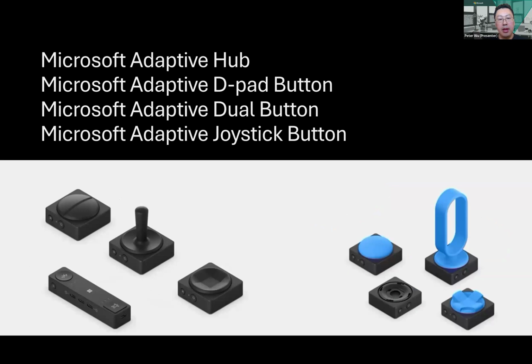There's also a Microsoft Adaptive Hub, which has some ports that you can plug additional controls into: a D-pad button, a dual button, and a joystick button. And then again, 3D printed custom attachments that you could place on them to make them more suitable for you. So it's really trying to address a really wide range of needs and customizing it for what would work best for you. And so that's the first step.